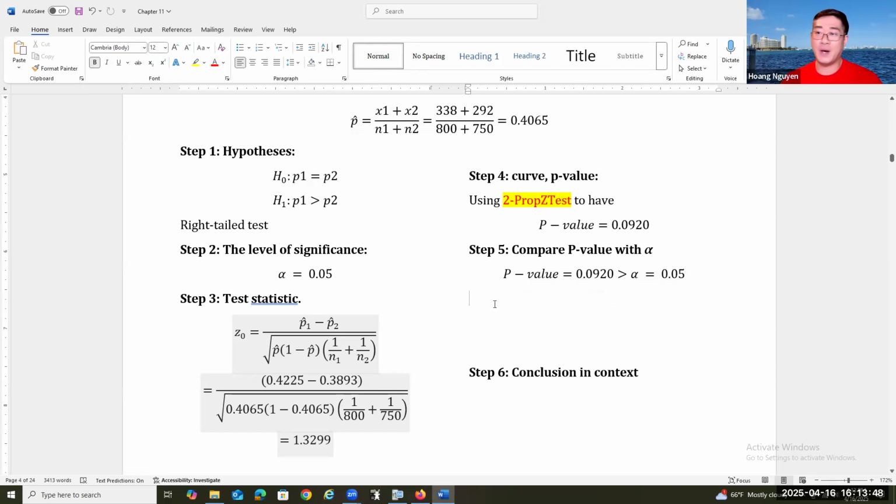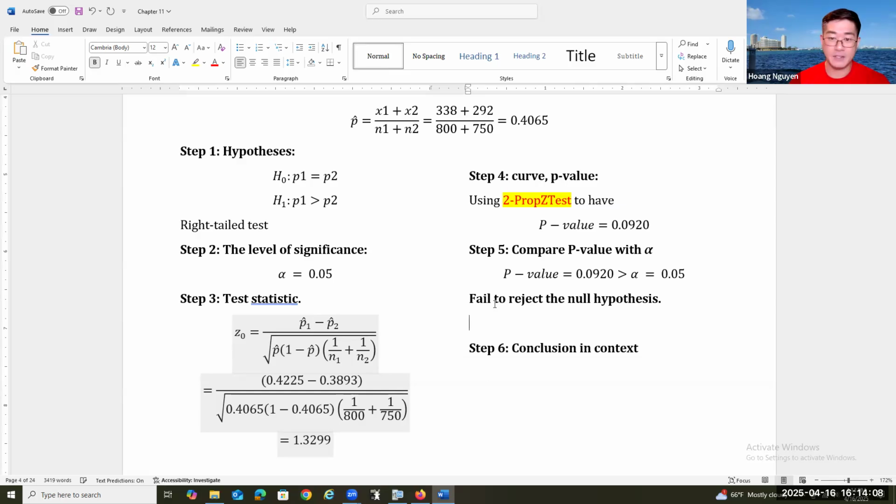So what's going to be your decision? Do we reject or fail to reject the null hypothesis? If the p-value is less than alpha, we reject the null hypothesis. If the p-value is more than alpha, we fail to reject the null hypothesis. Because the p-value is more than alpha, we fail to reject the null hypothesis. When you fail to reject the null hypothesis, it means that the null hypothesis is still true, which means the alternative hypothesis is not supported anymore.